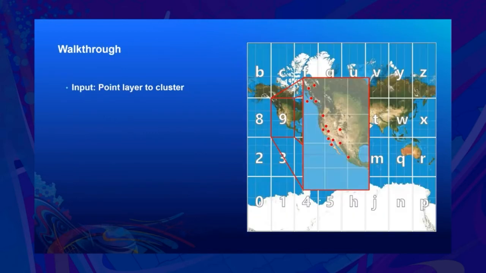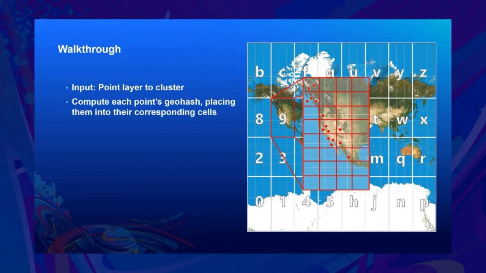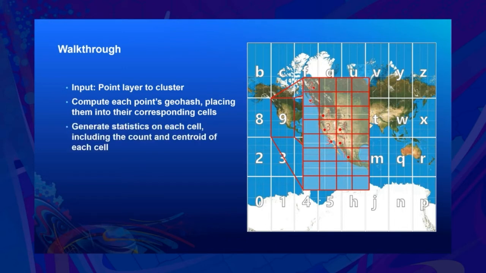But before that, let's go over our clustering algorithm again, this time taking into account the Geohash and the spatial index that we've now constructed in order to detect neighbors. So again, we start off with our input point layer that we want to cluster. From that, we compute each point's Geohash, placing them into their corresponding cells. After we've divided points into cells, we generate statistics on each cell, including at a minimum the count and centroid of each cell, but depending on the renderer, we may have a variety of aggregate fields and values to compute as well, and we would include those statistics in the cell totals here as well.